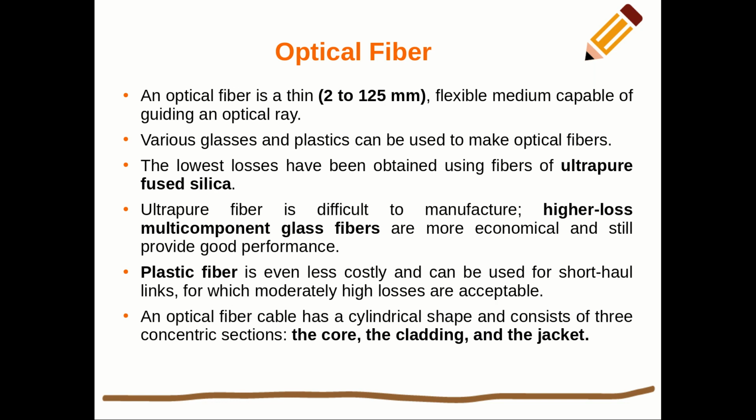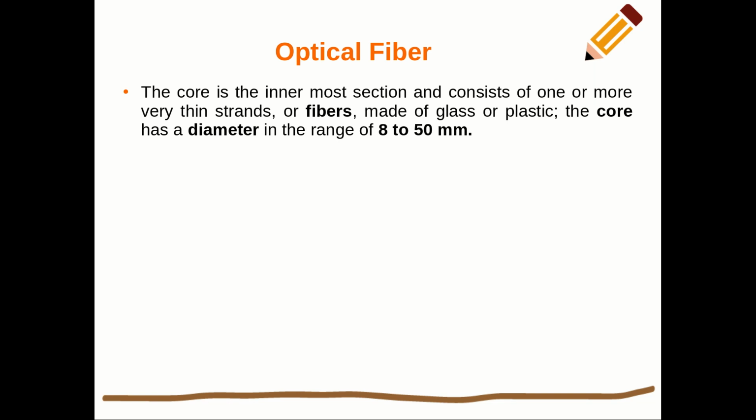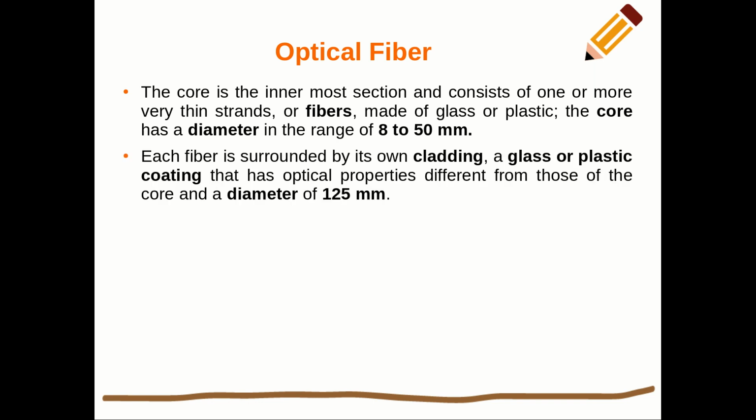An optical fiber cable has a cylindrical shape, which we have already seen, and consists of three concentric sections: the core, the cladding, and the jacket. The core is the innermost section and consists of one or more very thin strands, or fibers, made of glass or plastic material. Depending on the requirements of the application, the core has a diameter in the range of 8 to 50 micrometers. Each fiber is surrounded by its own cladding.